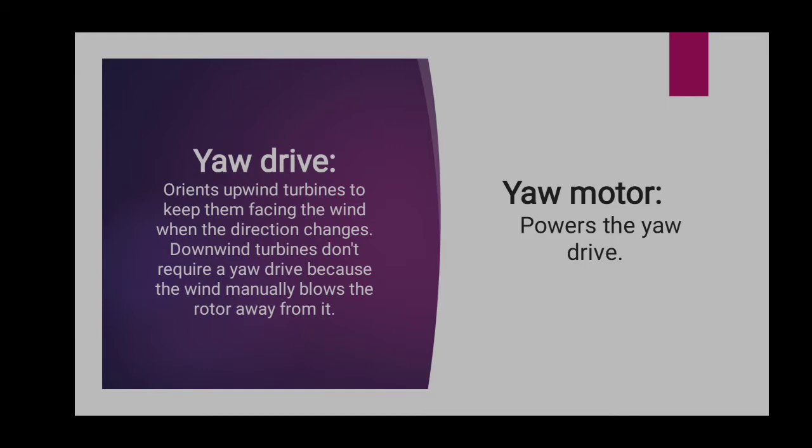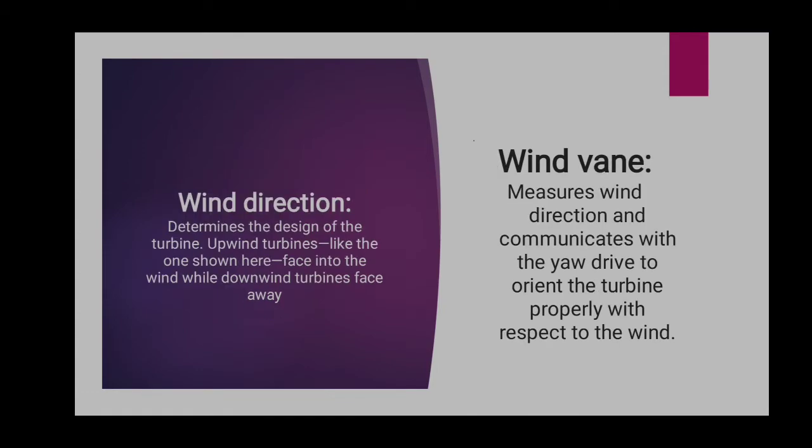The yaw drive orients upwind turbines to keep them facing the wind when the direction changes. Downwind turbines don't require a yaw drive because the wind manually blows the rotor away from it. The yaw motor powers the yaw drive. Wind direction determines the design of the turbine. Upwind turbines like the one shown here face into the wind, while downwind turbines face away.